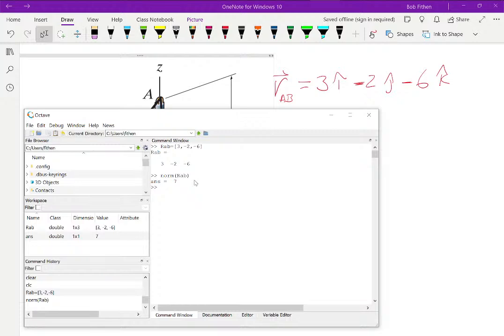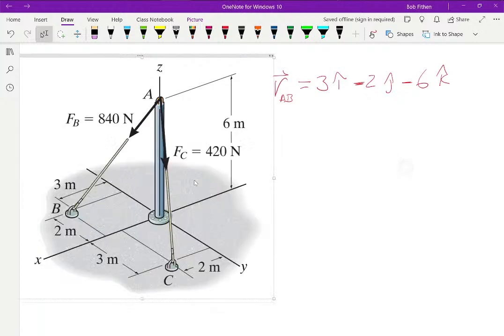It is actually 7, which is kind of rare for it to be an integer, but it just so happens that a 2, 3, 6 vector ends up being of length 7. So if that's the case, how do I find, and why should I find, a unit vector which goes in the direction of RAB?